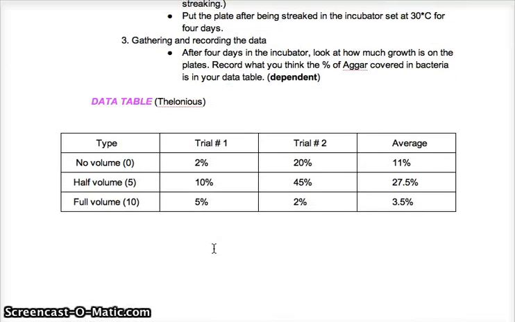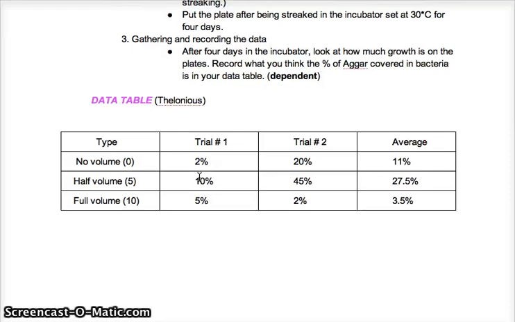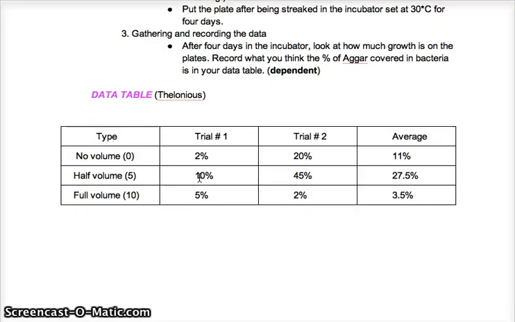These are our results. As you can see, our half volume was the most potent and had the most bacteria. And we think this is because the bacteria that likes sound gets the sound, and the bacteria that doesn't like sound doesn't get too much. So that's why we think that the half volume had lots of bacteria.